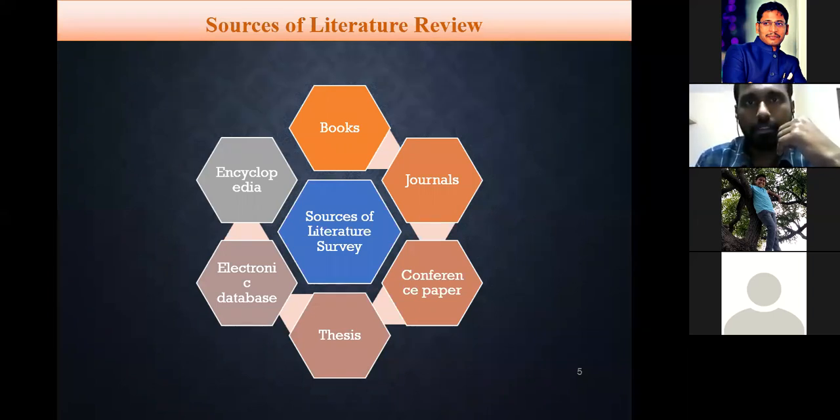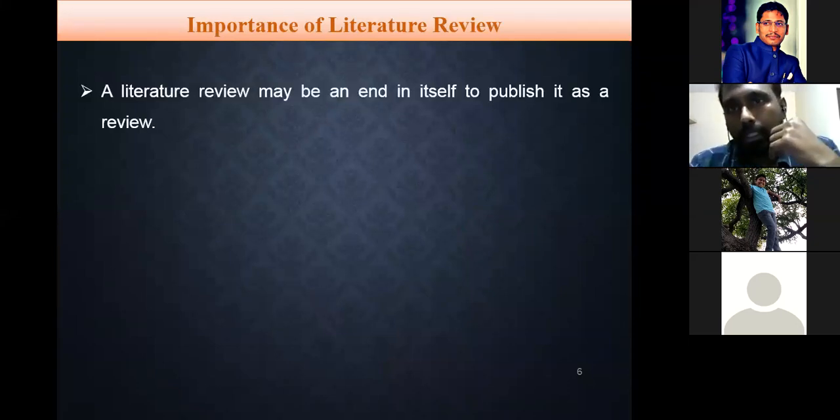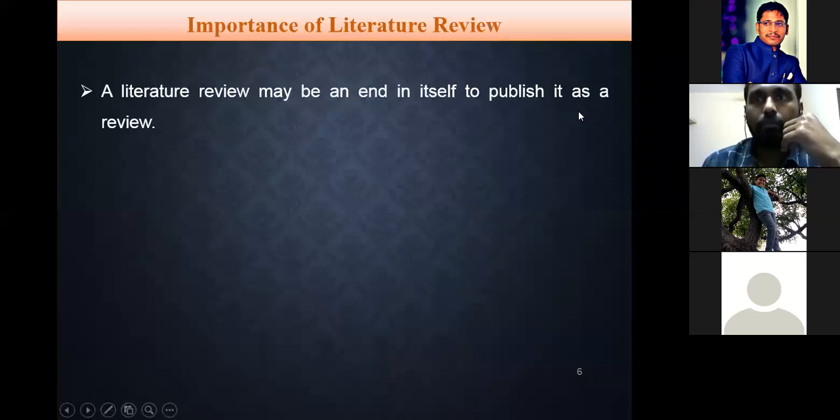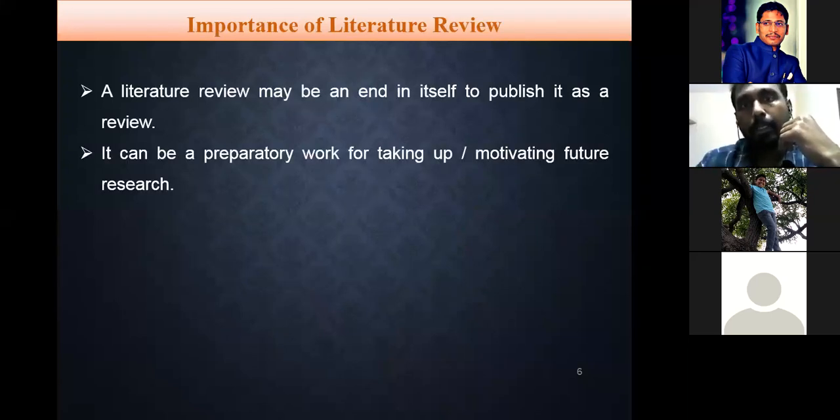So what is the importance of a literature review? A literature review may be in itself something to publish as a review. As I said, we can collect a number of literatures and make it a review paper. So it can be preparatory work for motivating future research.